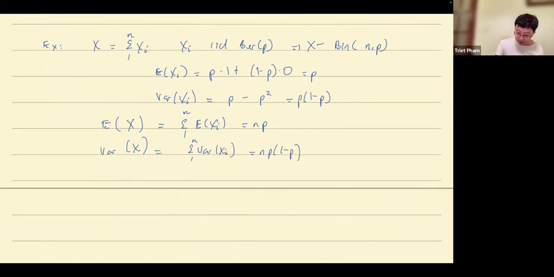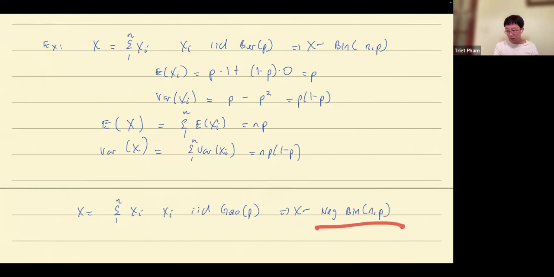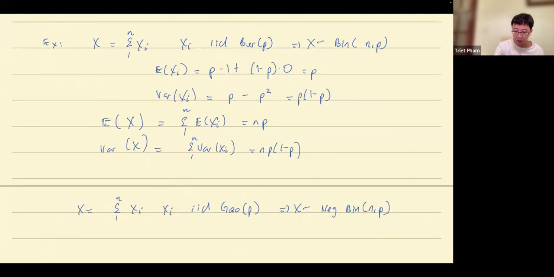Another case, of course, is the sum like this, but now we have the geometric random variable. If you sum up the geometric random variables independently, then you get a negative binomial. Of course, you also have to memorize the meaning of these random variables. Geometric is the number of trials until you see the first success. Negative binomial is the number of trials until you see the first n successes, which explains why the sum works that way.